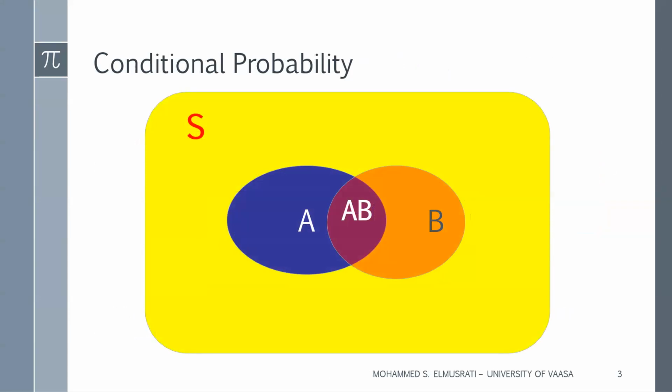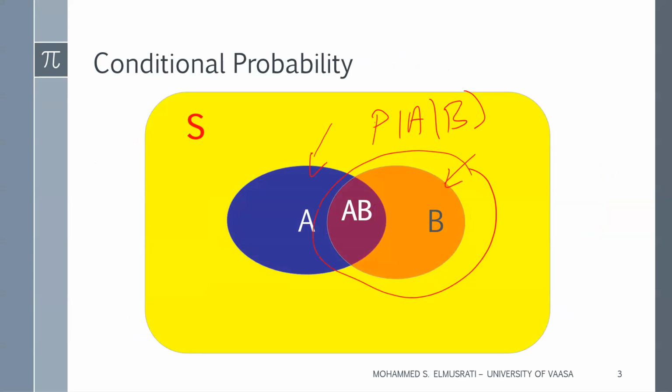So we have here the event A, and here we have event B, and this is A and B. What is the probability of A given B? B has occurred, this B. So the probability that A has occurred is equal to the probability of A and B, which you can look at as the area, divided by the probability of all B.